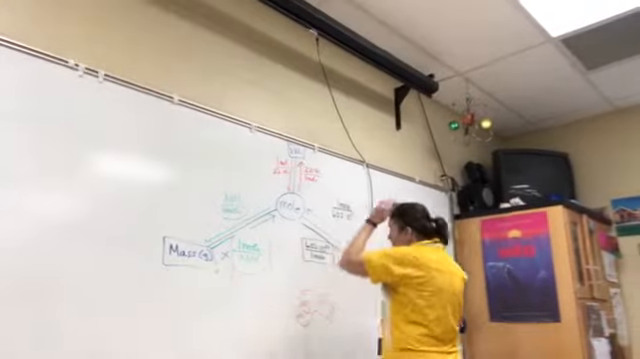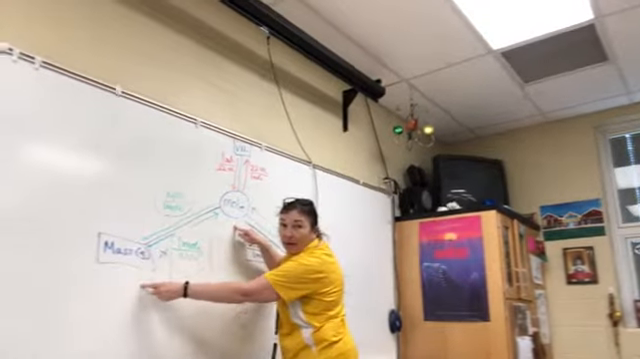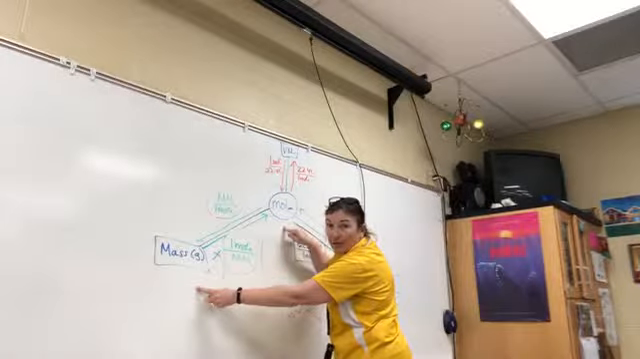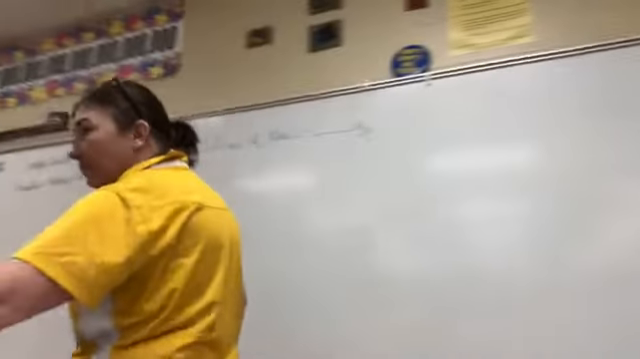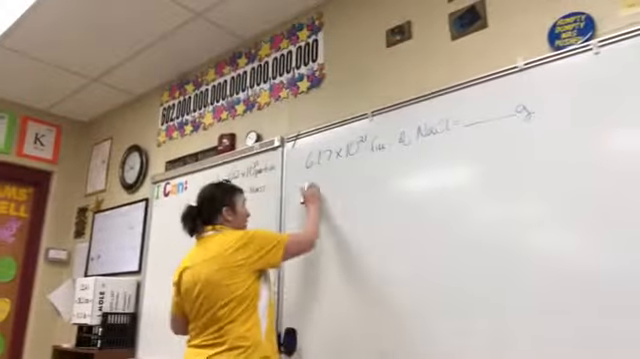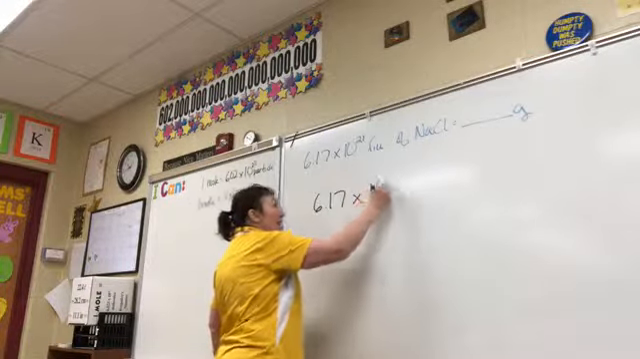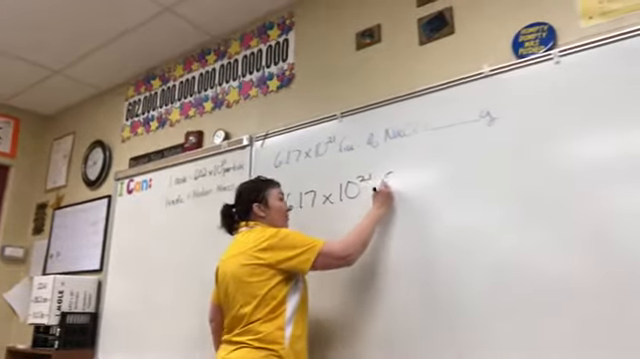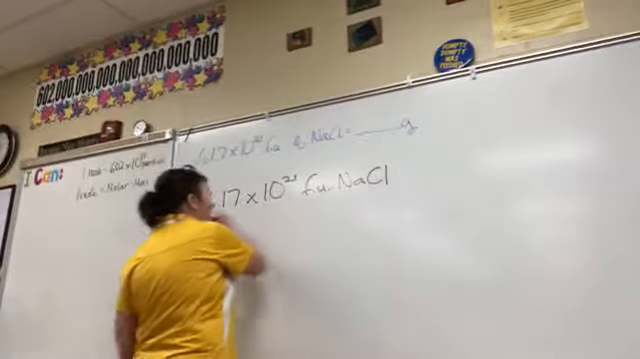Okay. So you got to go through mole. So I got to go particle to mole, then mole to mass. Does that make sense? So what's the first thing you do, Tim? Write down the given. Okay, here's my given. 6.17 times 10 to the 21st formula units of NaCl. Yes, you must write all that out.